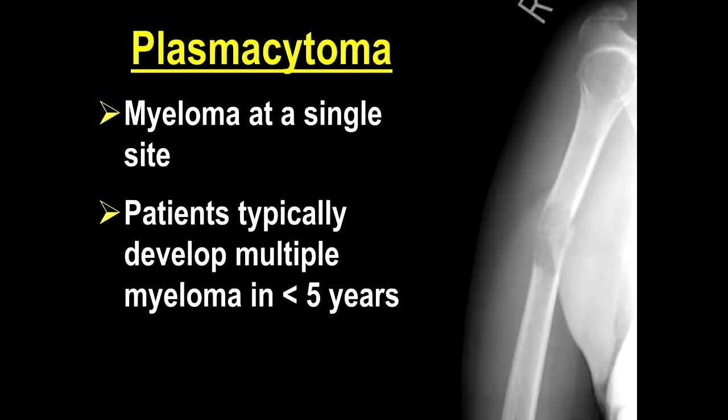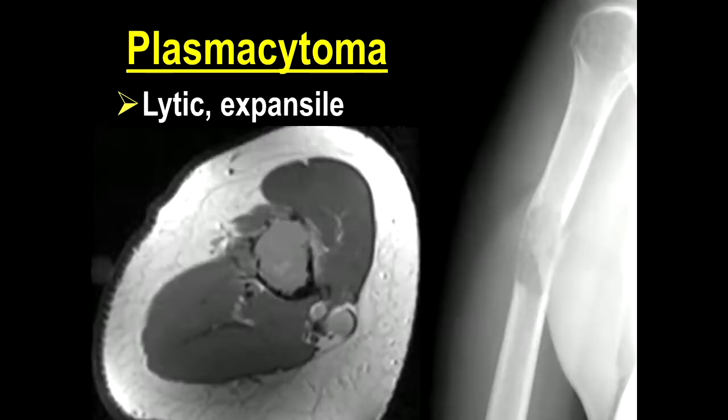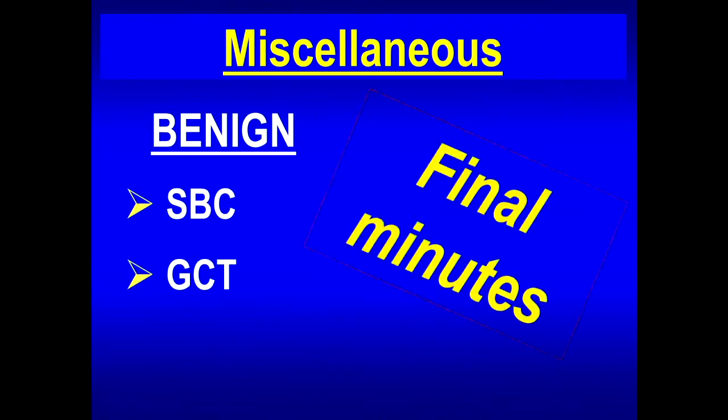Plasmacytoma is myeloma at a single site, and patients typically develop multiple myeloma within 5 years. It is often seen as an area of osteolysis that's expansile, but no visible matrix, here with a pathologic fracture. A couple of miscellaneous lesions to talk about in our final minutes, starting with solitary bone cyst, also referred to as a unicameral bone cyst.